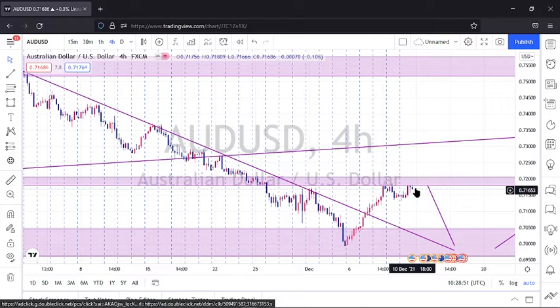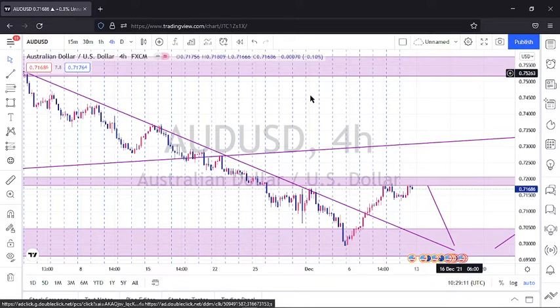We want to see this market sell down to this particular trend line, doing a kind of retest. Then I'll buy from here. This will be a first take profit. Second take profit should be somewhere here.